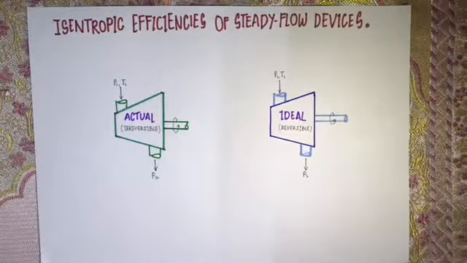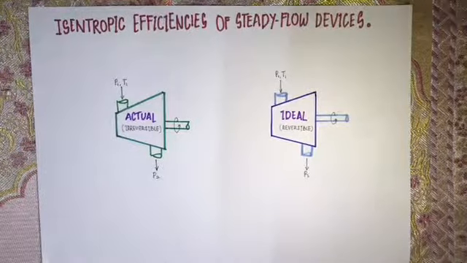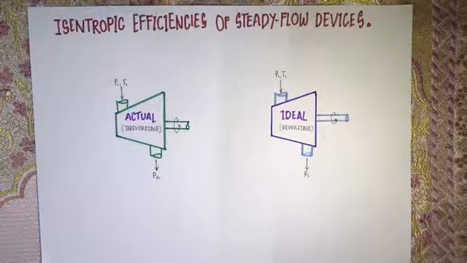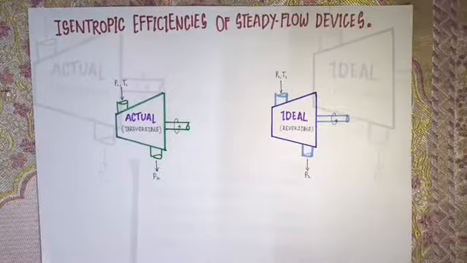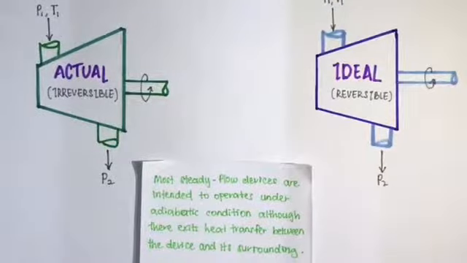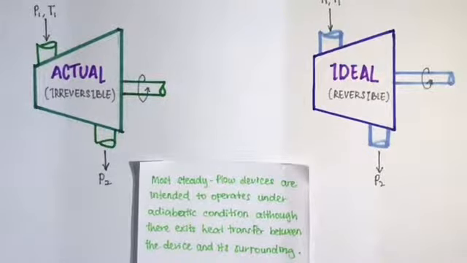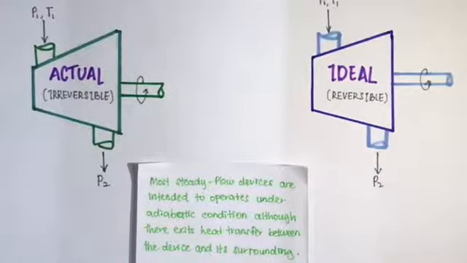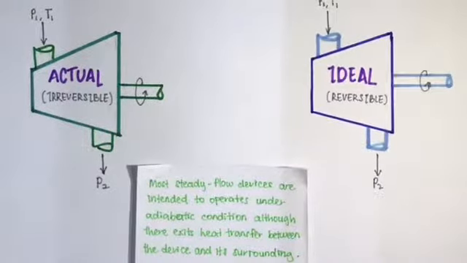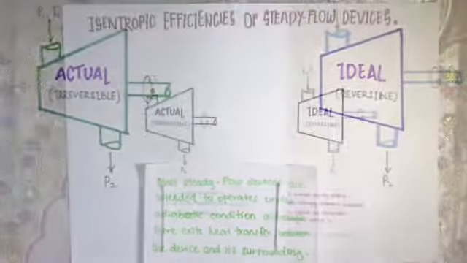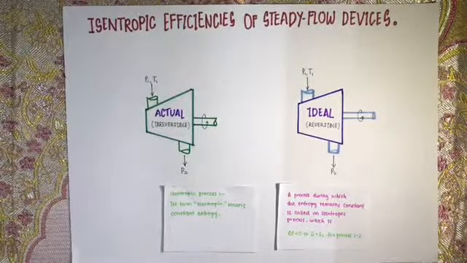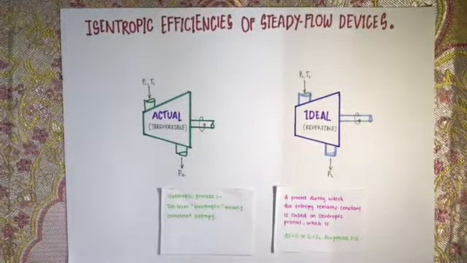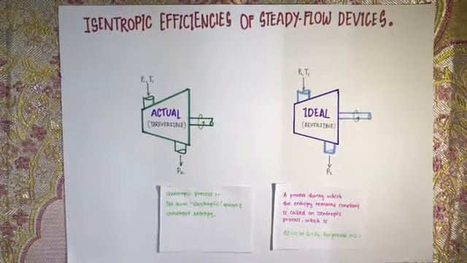There are discrete engineering devices working under steady flow conditions, such as turbines, compressors, and nozzles. Most steady flow devices are intended to operate under adiabatic conditions, although there is some heat transfer between the device and its surroundings. The ideal process that can serve as a suitable model for adiabatic steady flow devices is the isentropic process. What is an isentropic process?